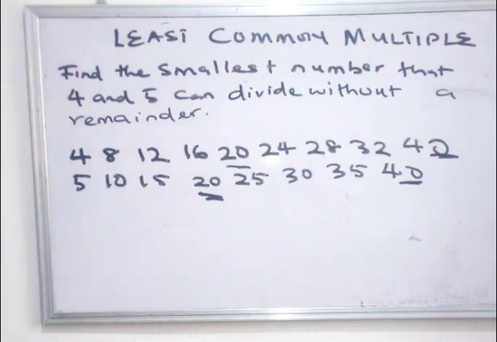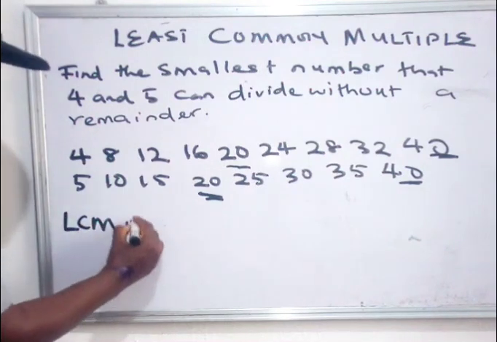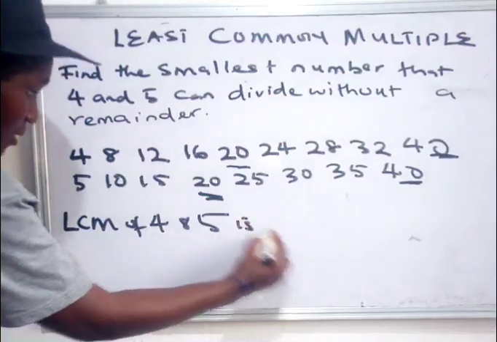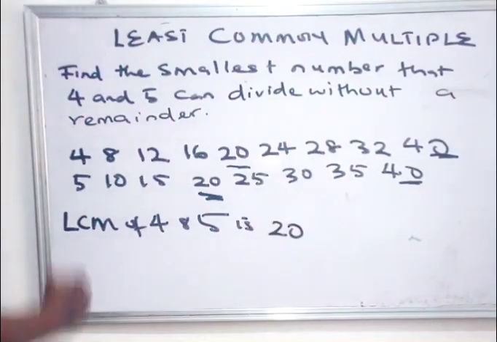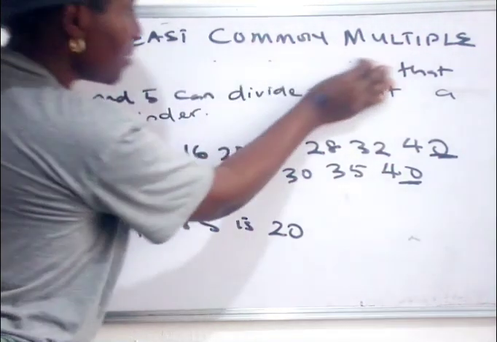But what is the least? What is the smallest? The smallest between 20 and 40 is 20. So what this means is the LCM of 4 and 5 is 20. So the smallest number that 4 and 5 can divide without the remainder is 20. This is one method of dealing with lowest common multiple. But then the second example will reveal the next method.